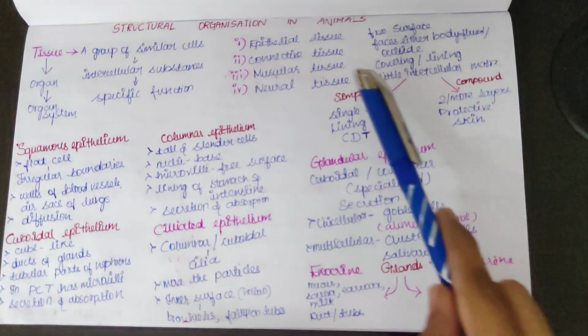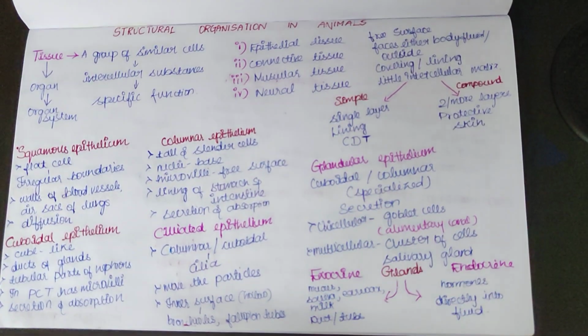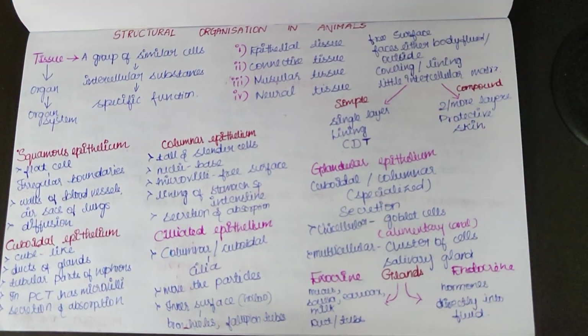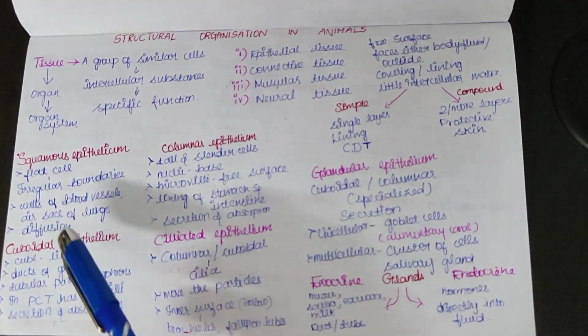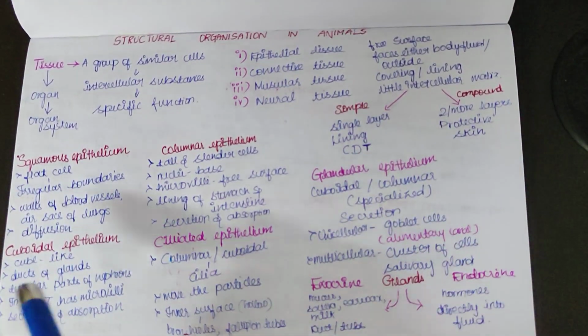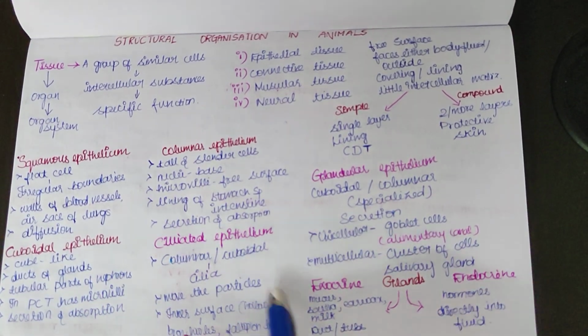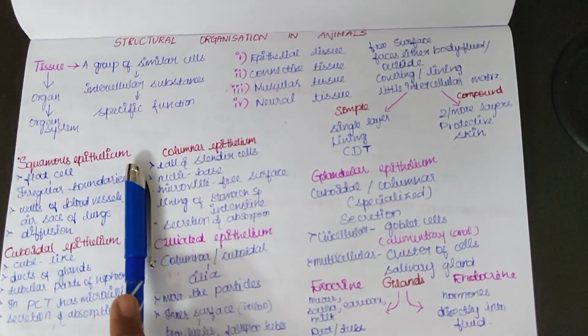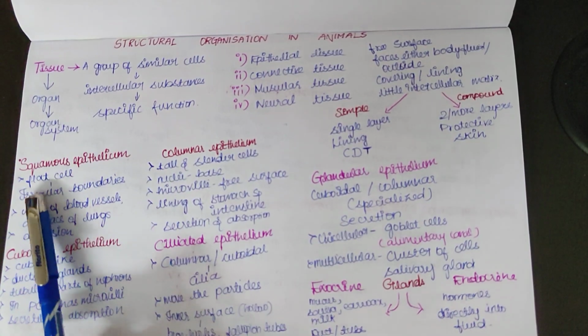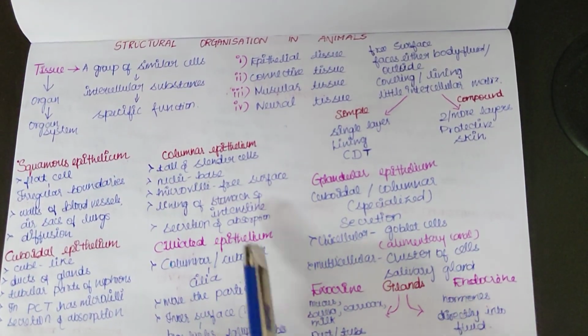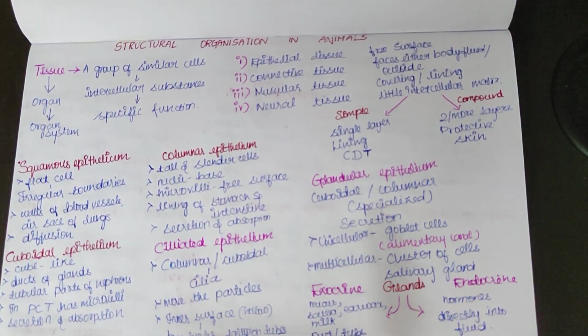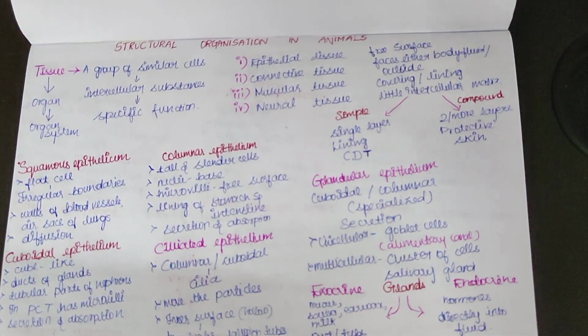Now, we talked about epithelial tissue. The epithelial tissue is further divided into 2 types, which are simple and compound. Coming to the simple, it is further divided into 3 types. We will talk about that now. The first is squamous epithelium. The squamous epithelium is made up of flat cells. You all know simple means single layer. So all these 3 are single layer only, but the cell shapes will differ.